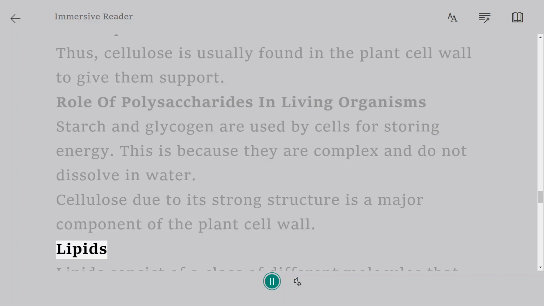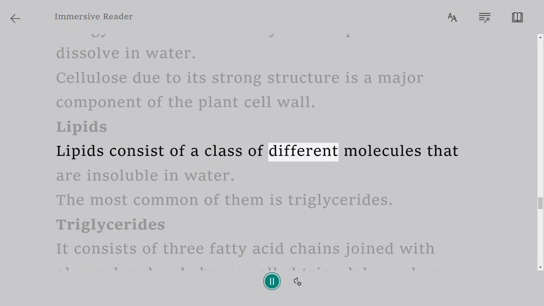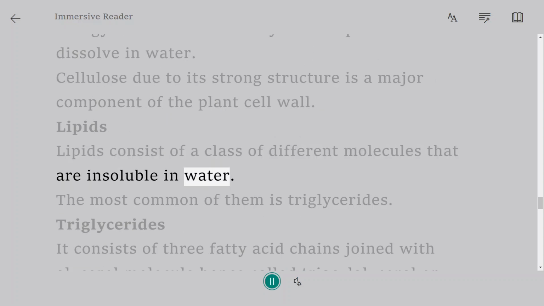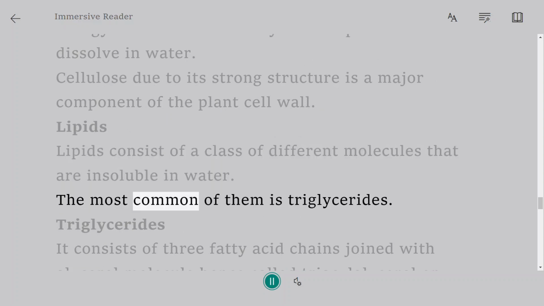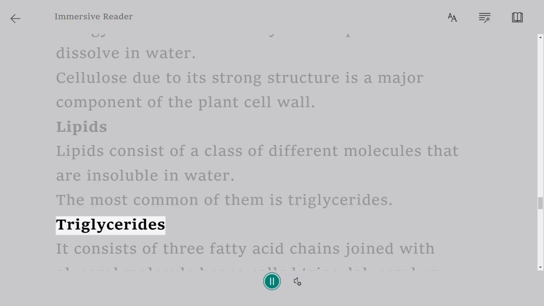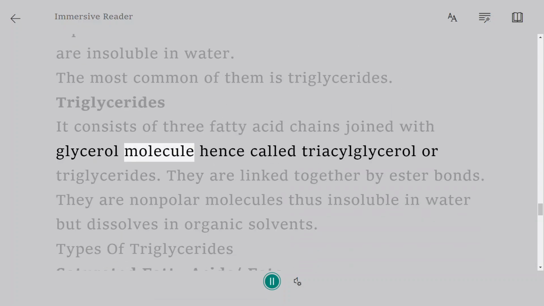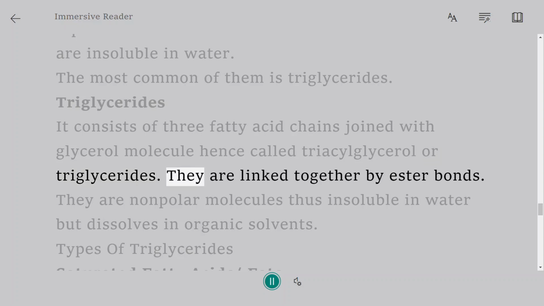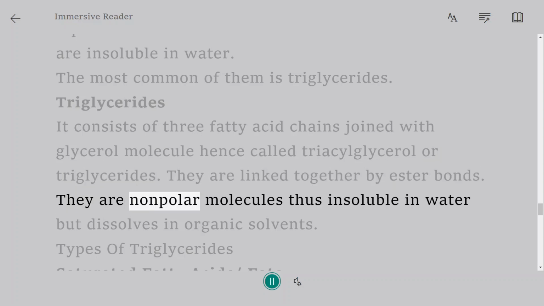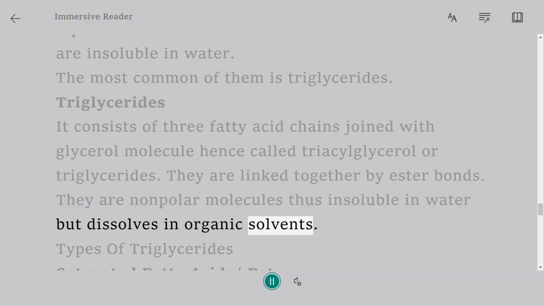Lipids. Lipids consist of a class of different molecules that are insoluble in water. The most common of them is triglycerides. Triglycerides consist of 3 fatty acid chains joined with a glycerol molecule, hence called triacylglycerol or triglycerides. They are linked together by ester bonds. They are nonpolar molecules, thus insoluble in water but dissolve in organic solvents.